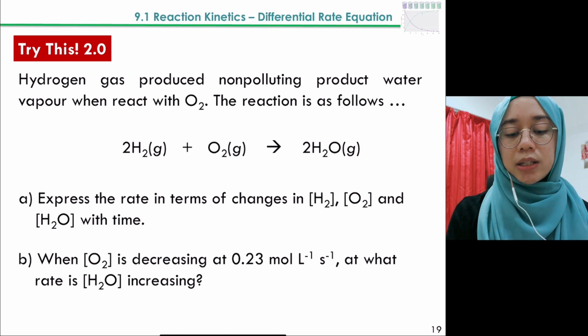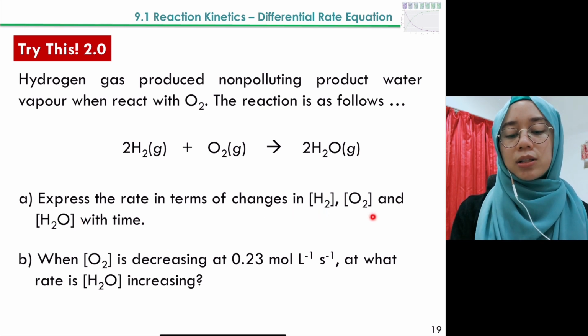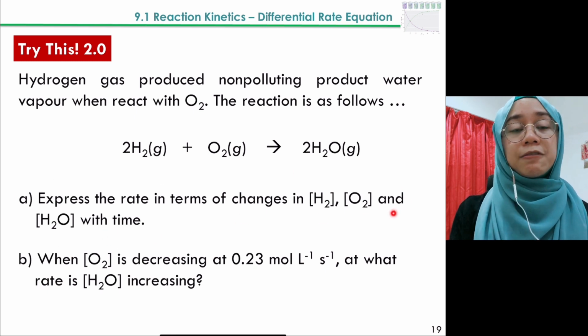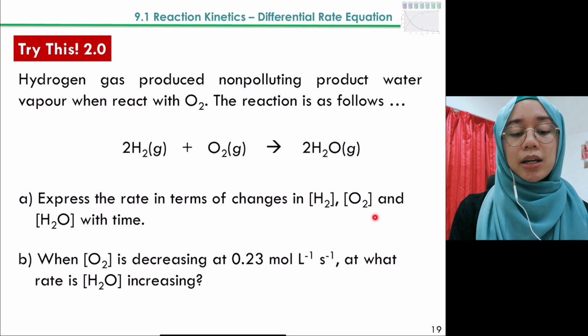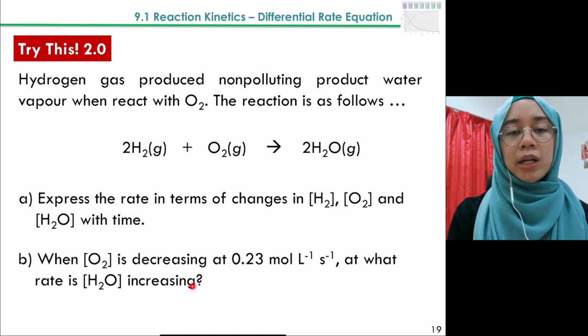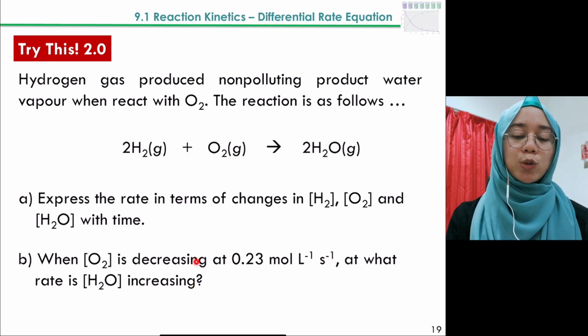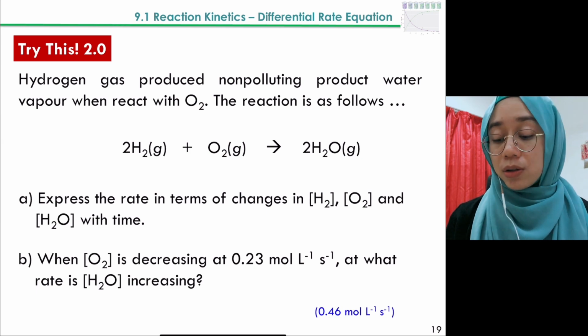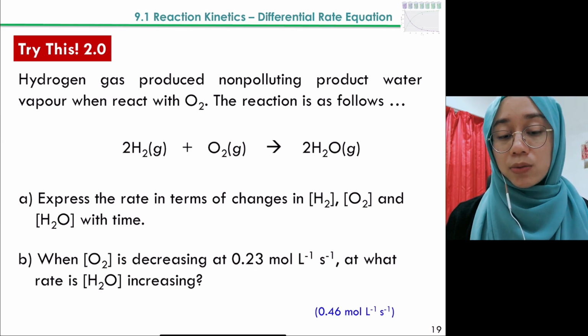So the first question here, you are asked to express the rate in terms of changes in hydrogen gas, oxygen gas and H2O with time. Bermaksud soalan ni nak tahu pasal differential rate equation. Okay, and then B ni pula, when oxygen is decreasing at this particular rate, at what rate is H2O pula increase? So buat yang macam example 2, example 3 tadi. Okay, and then last kali, so also given to you answer untuk this one.